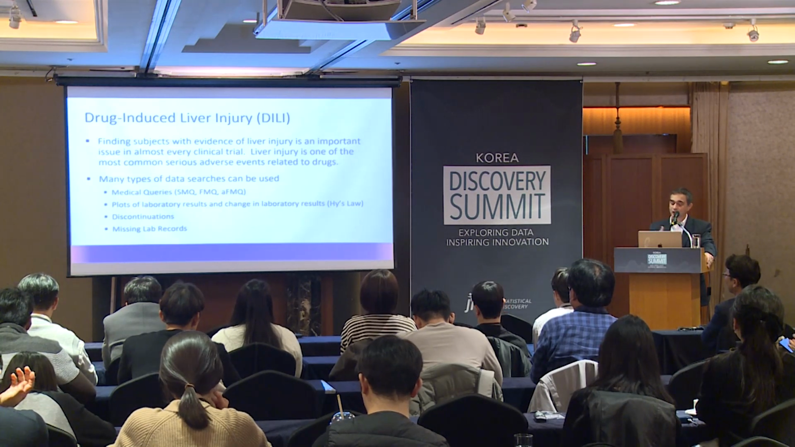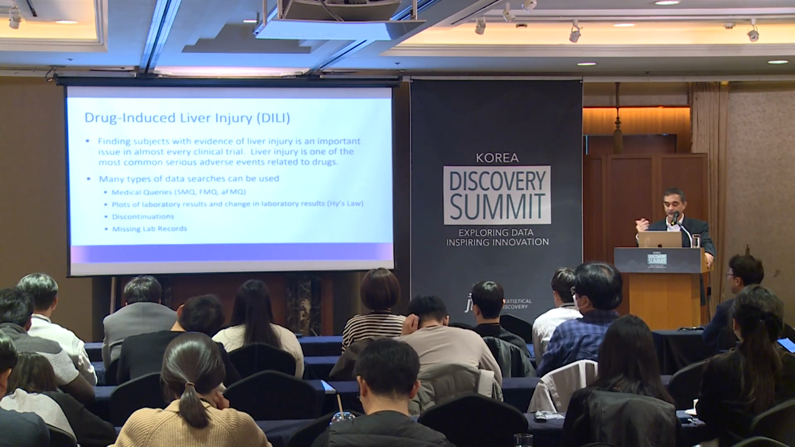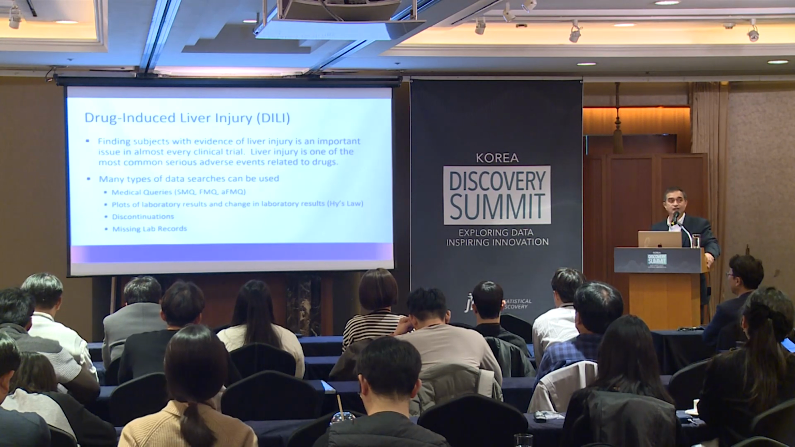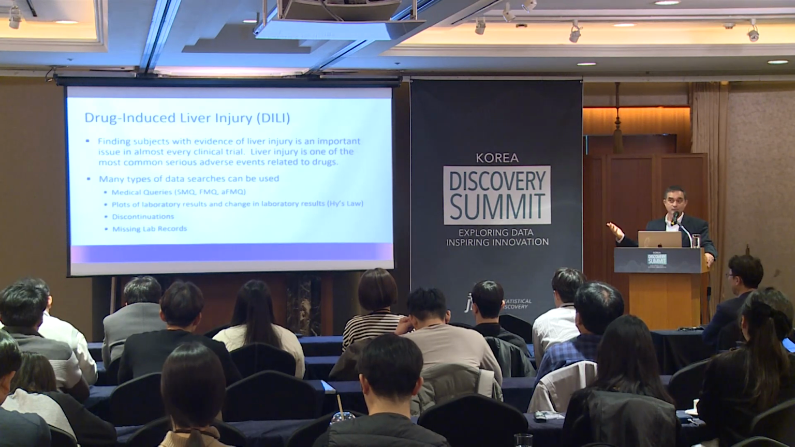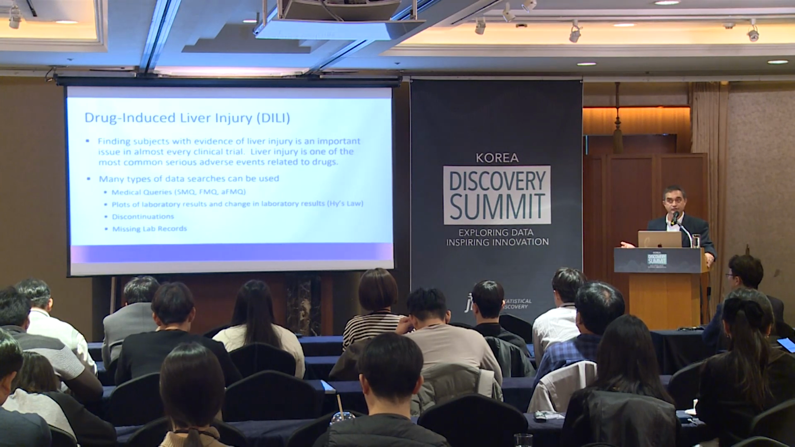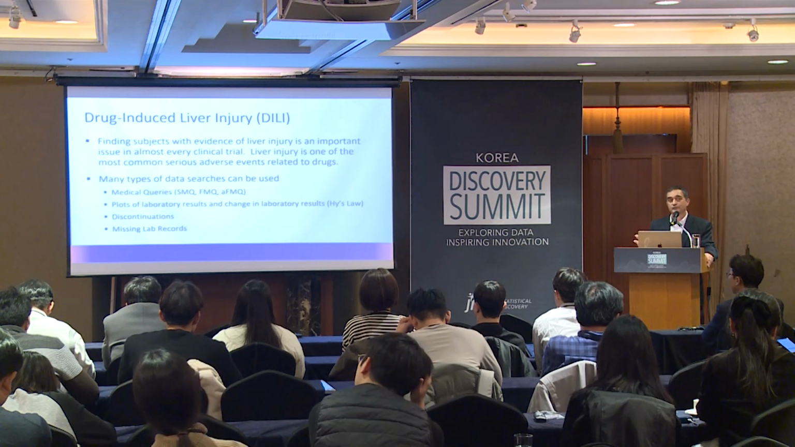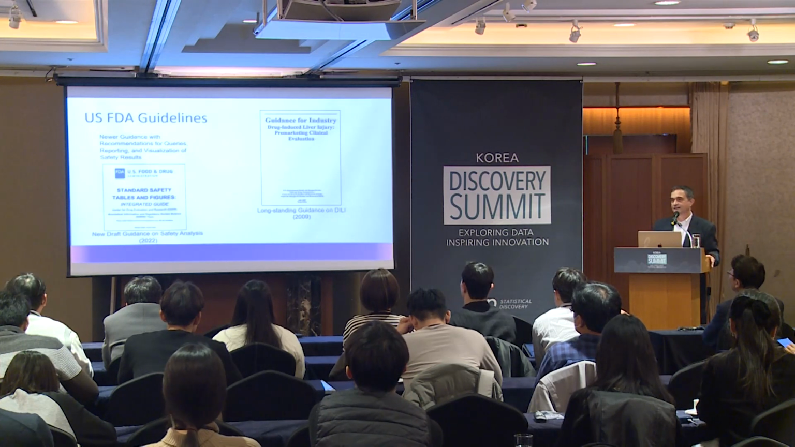Also just looking at plots of laboratory results and the change over time in the laboratory results. You can also look to see, did patients drop out of the trial and correspondingly had some elevated lab result that indicated there was liver injury. And you can also just look at the quality of the data to see, do I have enough information to make a decision? So the FDA published these guidelines on how to do it.